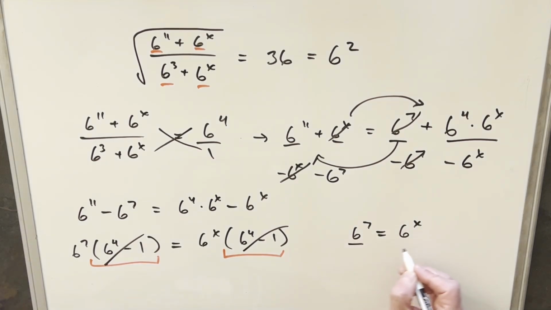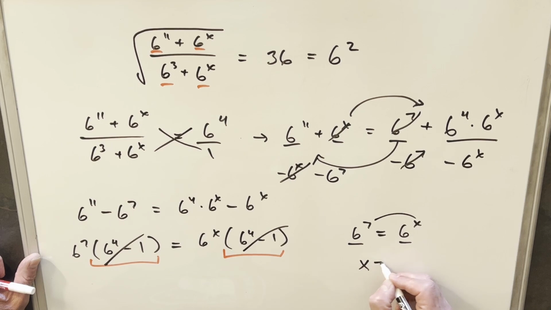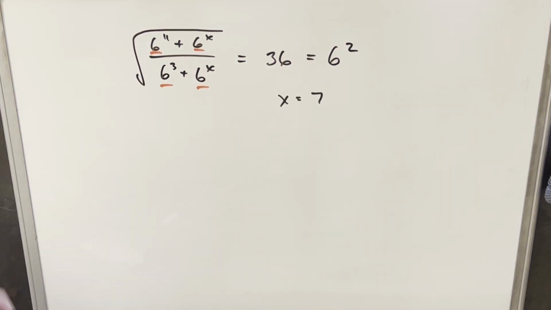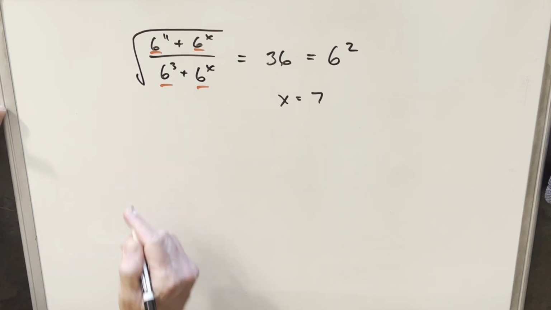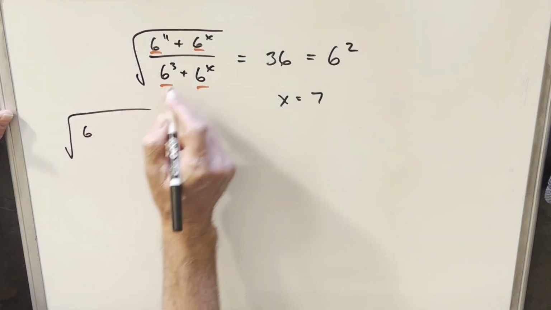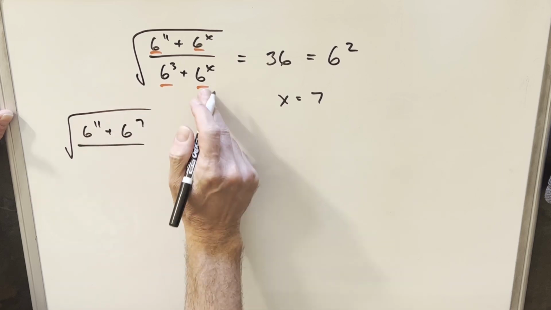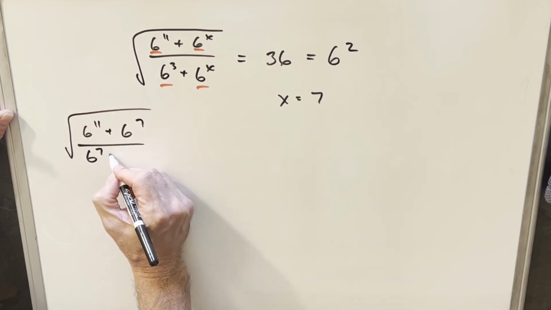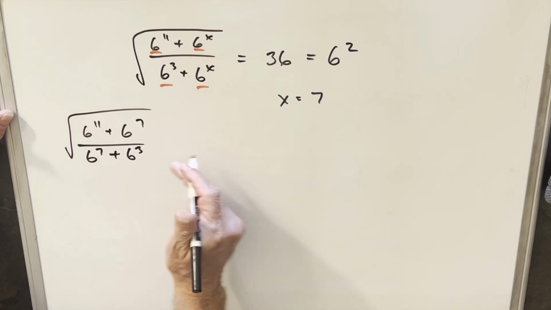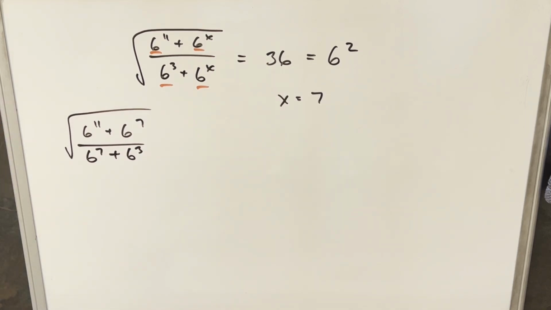But because we have the same base, we can just equate the exponents. And that's going to give us our solution. We're going to have x equal to 7. Now let's take this answer and see if we can validate it real quick by plugging it back in here. So in our numerator, we're going to have 6^11 plus 6^7. Here, I'm going to write this first. We'll have this as 6^7 plus 6^3. We want it to equal 36.